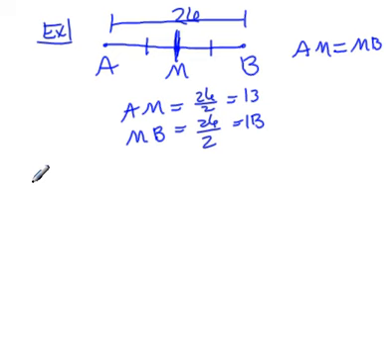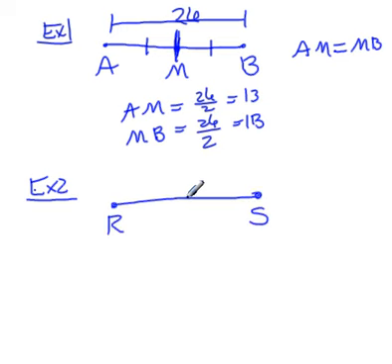Let's look at example 2. Here's another segment. Your segment is RS, and you've got P in the middle. So you know these two segments are equal. And it says P is the midpoint of RS, and find PS and RS. So those are the two things we want to find, PS and RS.